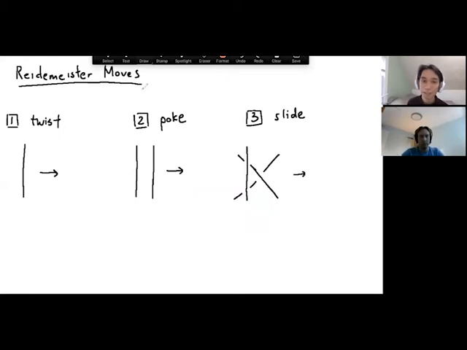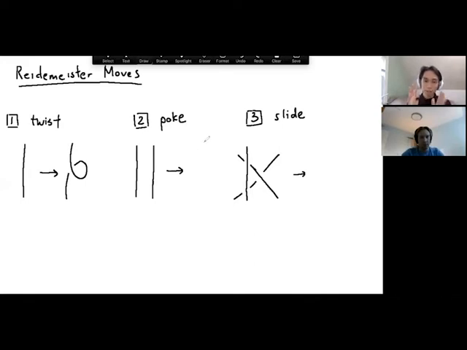And so Reidemeister had this insight in the 1930s that you could do 3 things to a knot. You can move a knot in 3 fundamental ways. The first one is called a twist. So imagine a piece of strand, and you could deform it as such with a twist. And you would get the equivalent knot just by deforming.